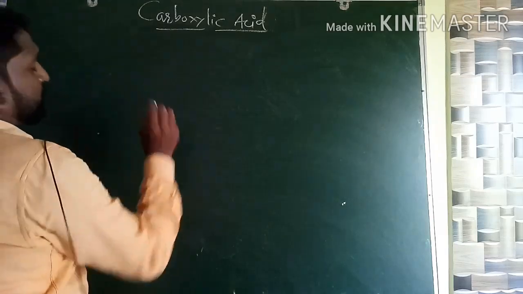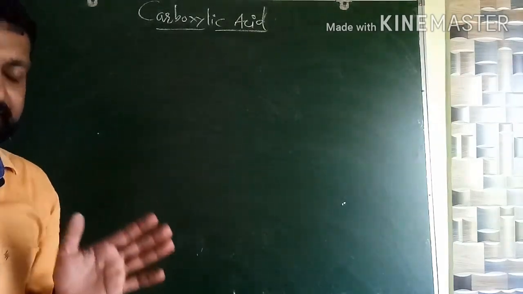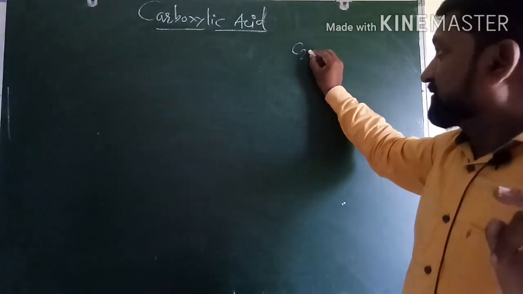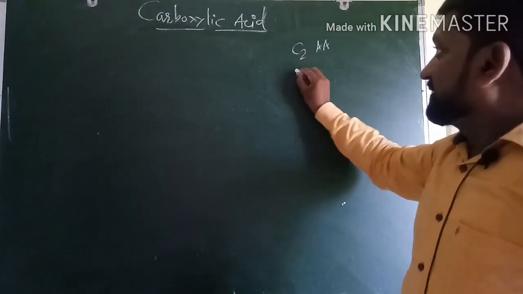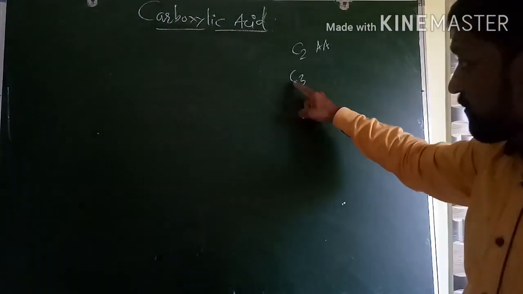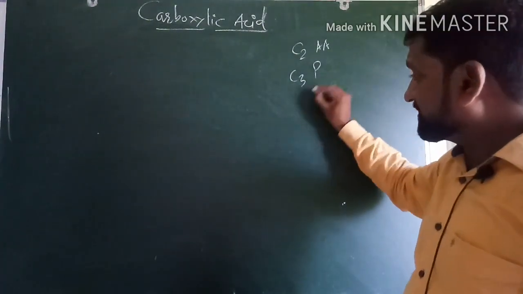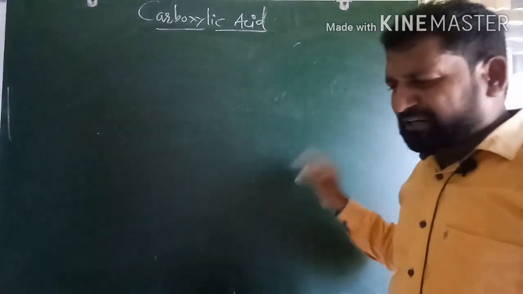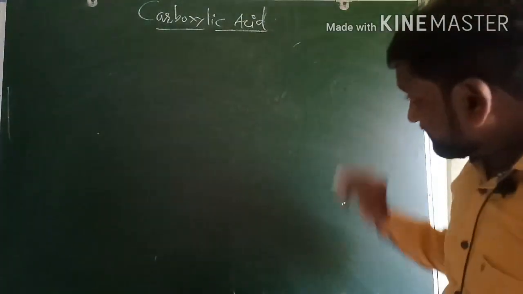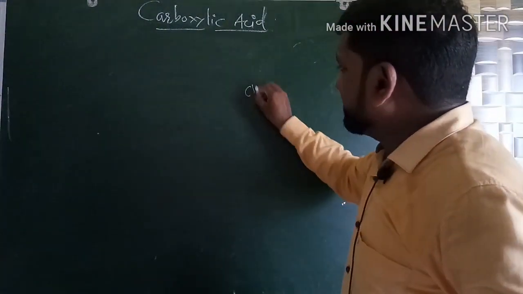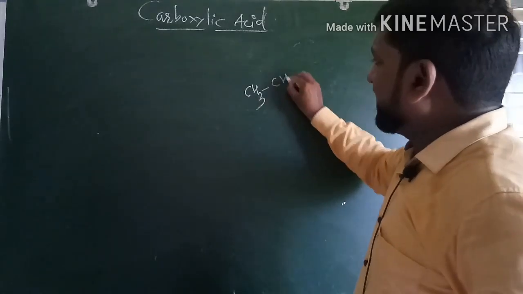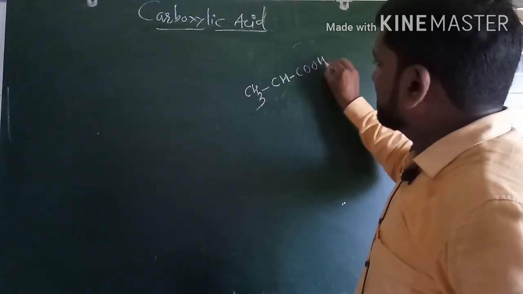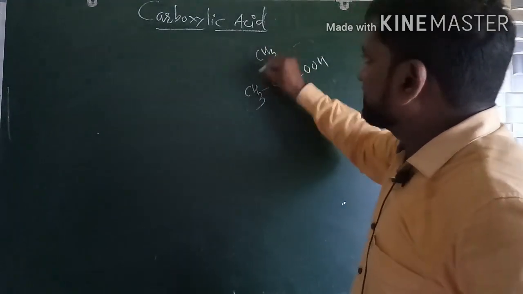For example, now we know one carbon containing carboxylic acid is formic acid. Two carbon containing carboxylic acid is acetic acid. Three carbon containing carboxylic acid is propionic acid. Similarly like that and so on. So see here, very interesting: CH3 CH COOH, and here again CH3.